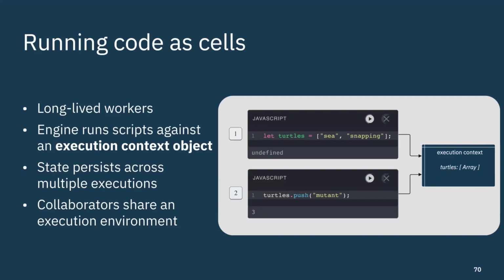Unlike the short-lived processes used by conventional execution engines, Pennant's workers are long-lived processes that persist an execution context object in their memory. Cell contents are run as individual scripts against this context, allowing users to create new variables, functions, and objects, and any collaborator could reference those same entities in subsequent cell executions. This makes for a more responsive and faster experience by enabling stateful cell execution and by avoiding cold starts.